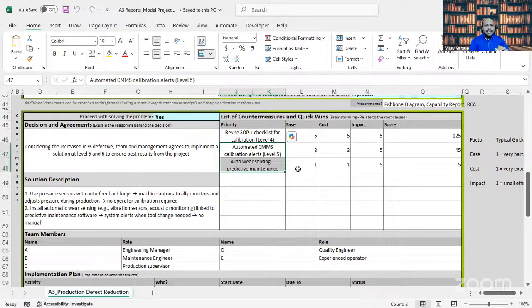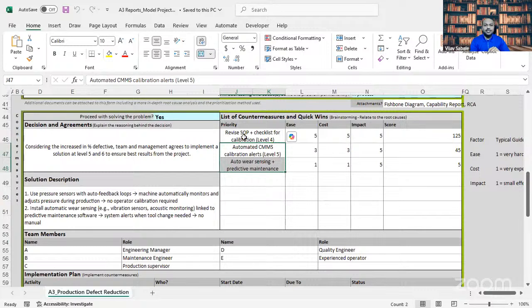So in the same way, whatever rating we had seen here, we need to provide that rating for each of the countermeasures that we have decided, right? Let's say for the first countermeasure, revise SOP and checklist for the calibration, that's a level 4, but we can see it is very easy to implement, requires no cost, just effort. The team needs to come together and they can create it. And impact is also very high, right? So what will be the score for it?